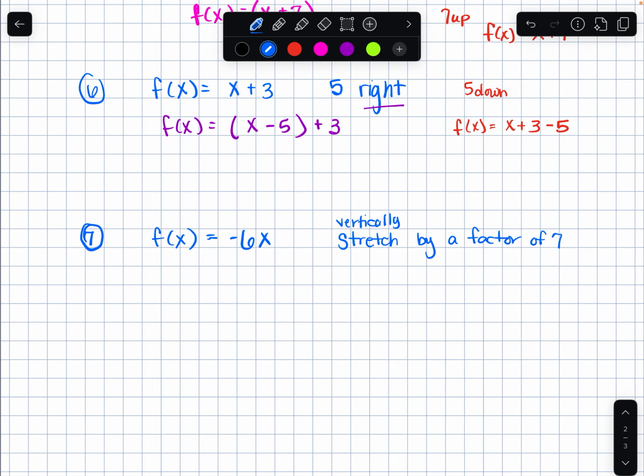Okay, so vertically stretching just means I'm going to multiply the function times 7, right? A vertical compression would be the same thing, but the number would be smaller than 1. So instead of 7, I might give you a half. If it's being vertically stretched, you're just going to multiply times 7. That's what it's asking you to do. What's the new function if I were to take this and make it steeper by a factor of 7? So your answer is just going to be f of x equals negative 42 times x, because 6 times 7.